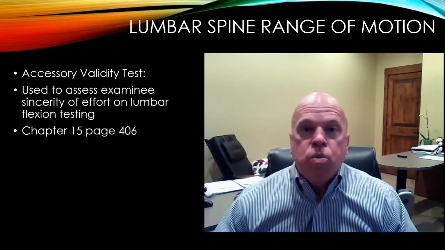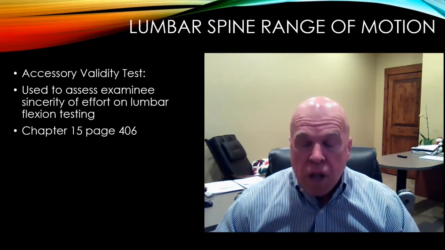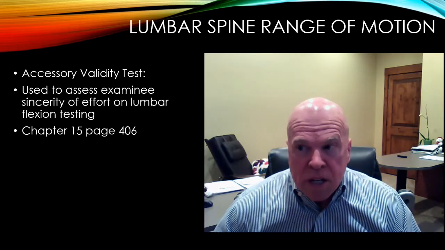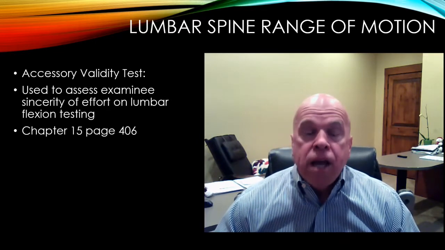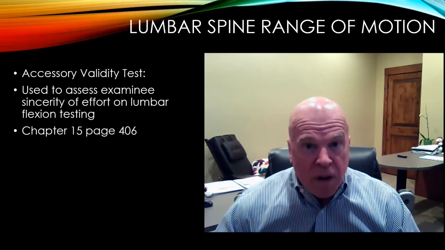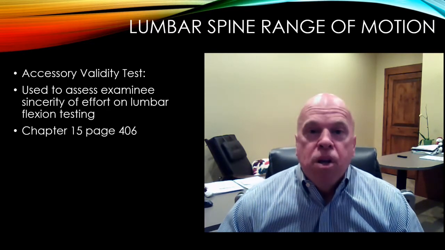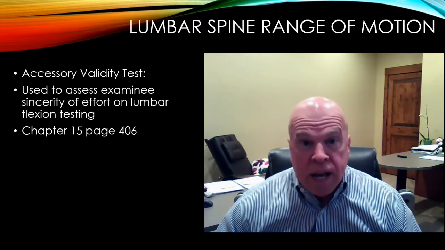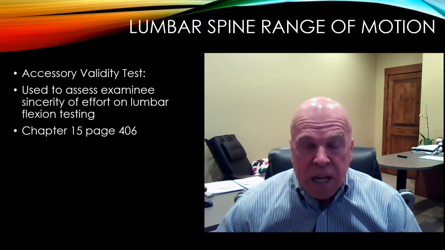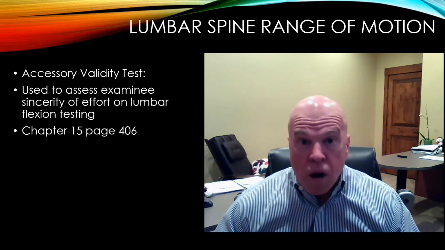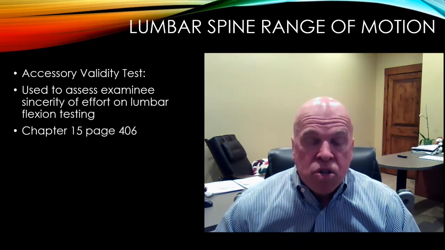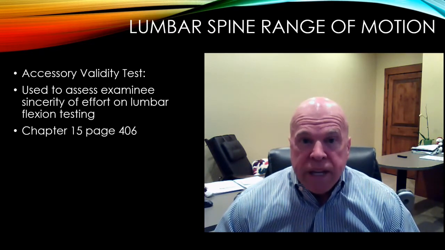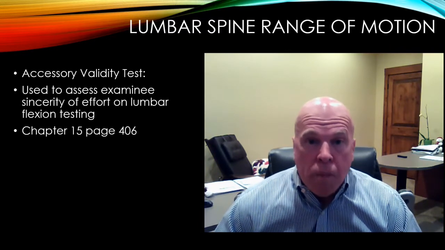The window through which we make this assessment is lumbar flexion and extension testing. So we use lumbar flexion and extension testing as an overall indicator as to the examinee's sincerity of effort, and in order to make that assessment, we employ the accessory validity test. And in today's video, I'm going to share with you exactly how to obtain those measurements on a live examinee. And we'll use those measurements to make our own determination on this particular examinee as to the sincerity of effort and the validity of lumbar flexion and extension measurements as it relates to the examinee's overall lumbar range of motion testing.